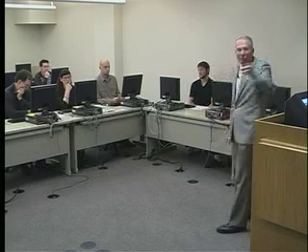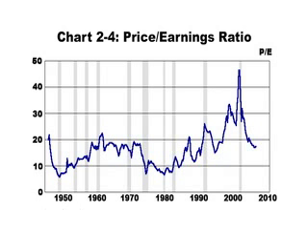Now, take a look at the green line from about the end of World War II in 1945 to about 1990 and give me your eyeball estimate of the price earnings ratio. 18. Give it to me to the nearest 5. 15. You know why I asked for the nearest 5? Because 15 is the answer I wanted. Okay.